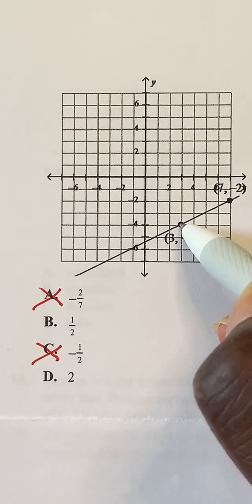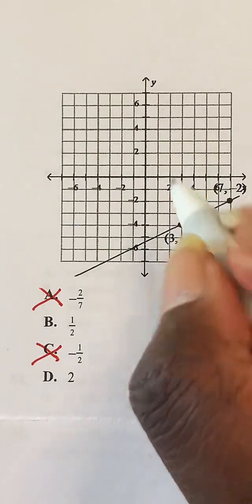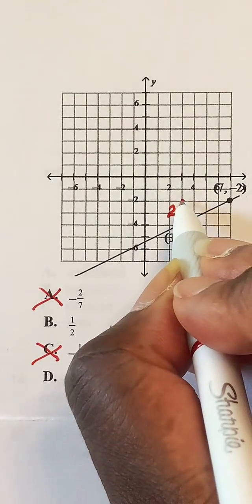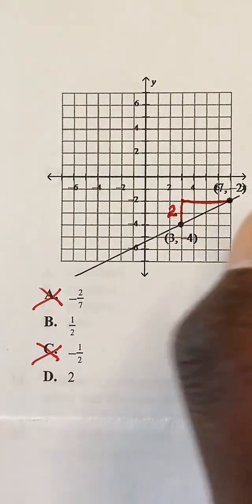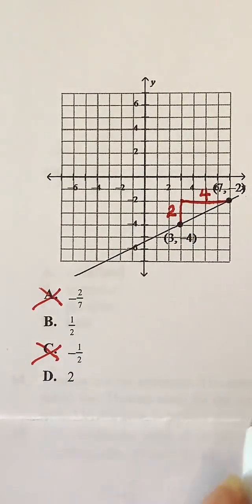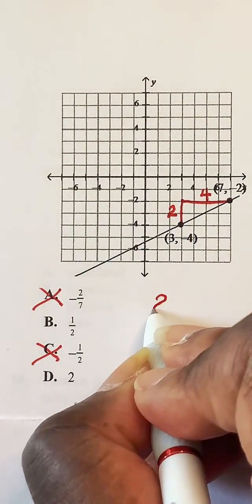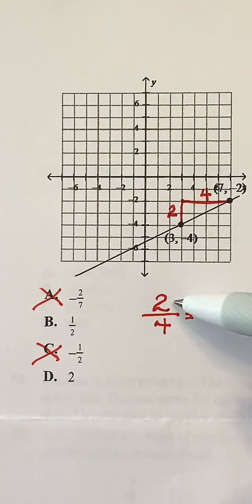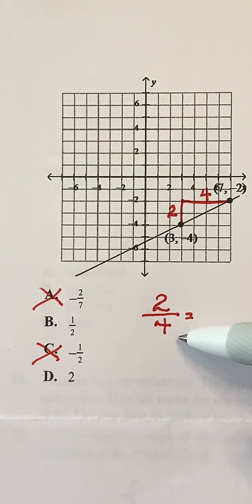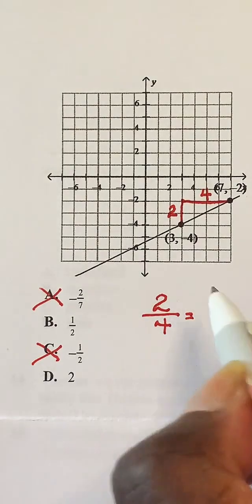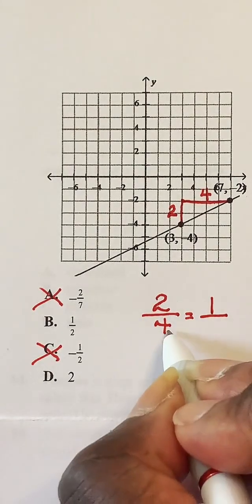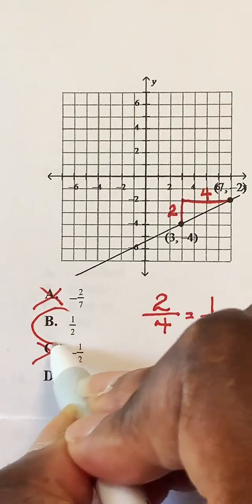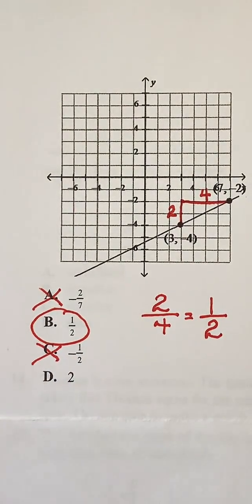Now, let's do the walk from one point to the next. If I'm starting here, I'm going to go up 1, 2. So I went up 2, that'll be a positive 2. Then I'm going over 1, 2, 3, 4. I went to the right 4, so it's a positive 4. So my rise is 2, and my run is 4. 2 over 4 can be reduced by 2. They're both even numbers. 2 divided by 2 will give me 1, and 4 divided by 2 will give me 2. So my slope is 1/2.